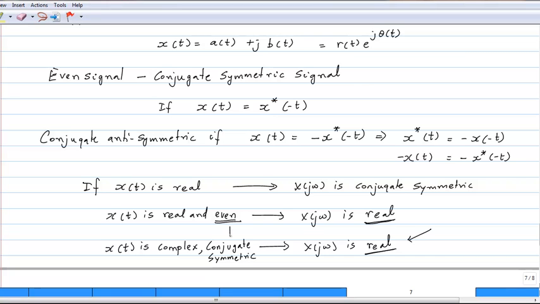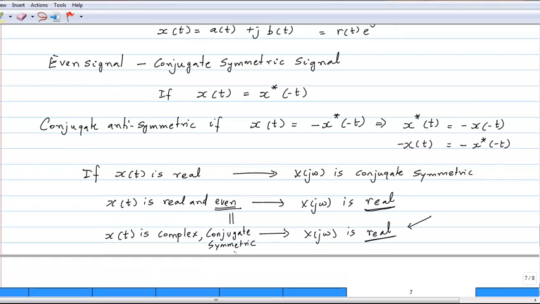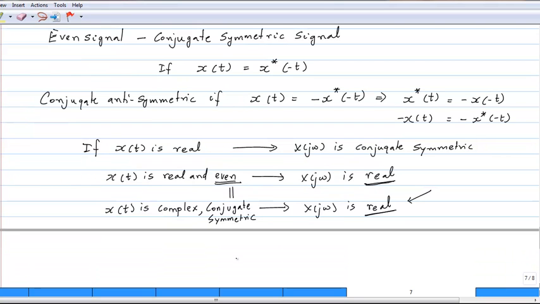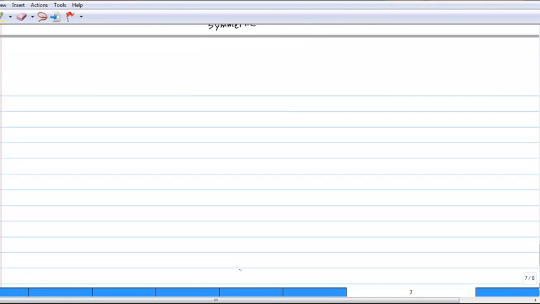So the point is, if x of t is real and even, it has the same properties as a complex x of t that is conjugate symmetric, in the Fourier domain. And this is why evenness is the same as conjugate symmetry and odd is the same as conjugate antisymmetry. Now we defined a conjugate symmetric signal as one for which x of t is equal to x conjugate of negative t.